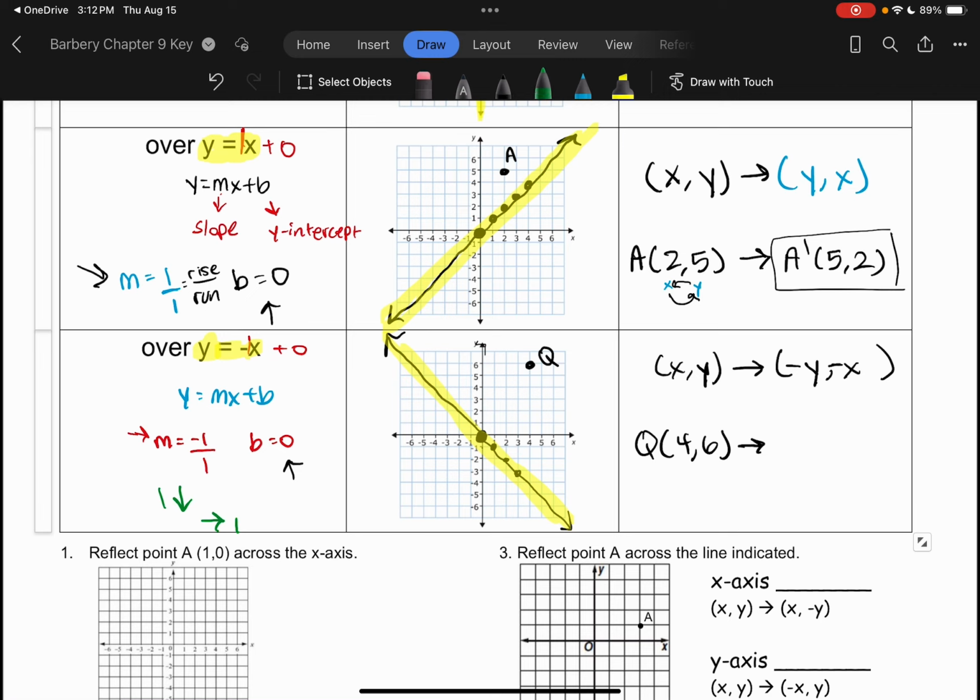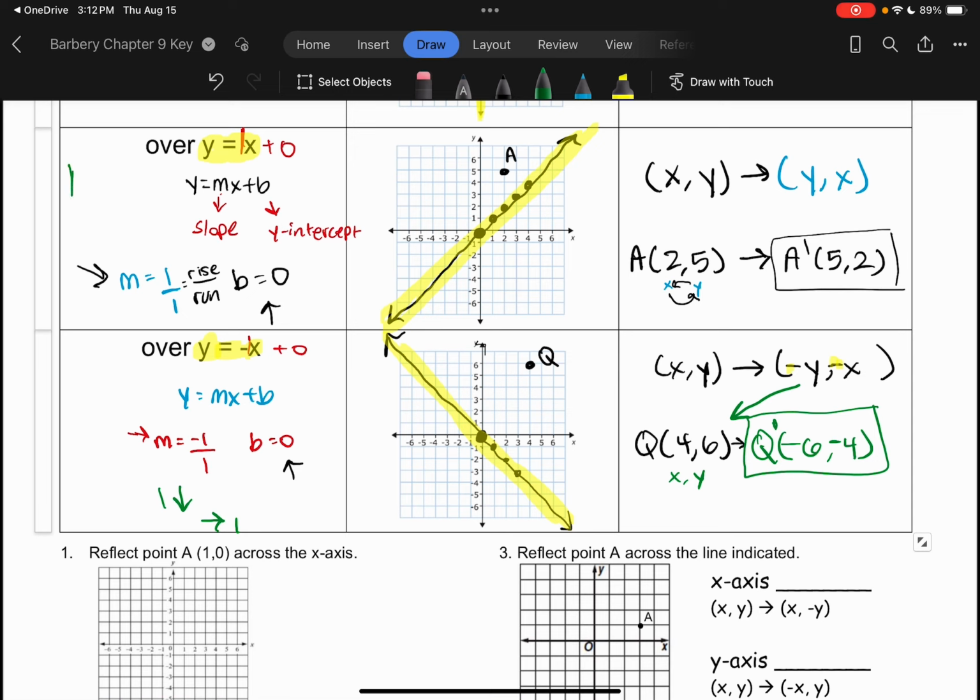If I'm going to apply this rule to point Q, this is an x, y, so I have to switch the order first. So now I got 6 and 4, but now I need to make sure that I flip the signs, because here we're talking about negative, or flipping the signs. So instead of +4, I'm going to write -4. Instead of +6, -6. And so that will be Q prime. So let me write that in there. That's Q prime. And that's how we do our reflections over these lines.